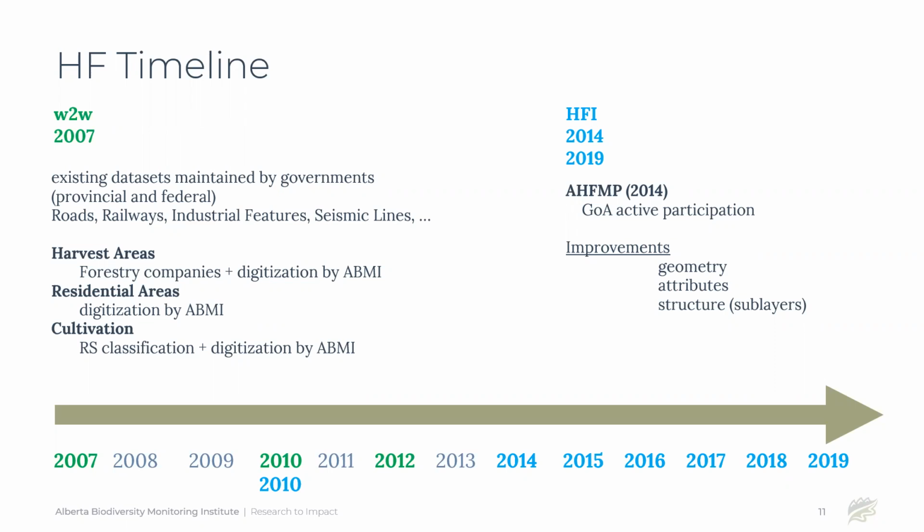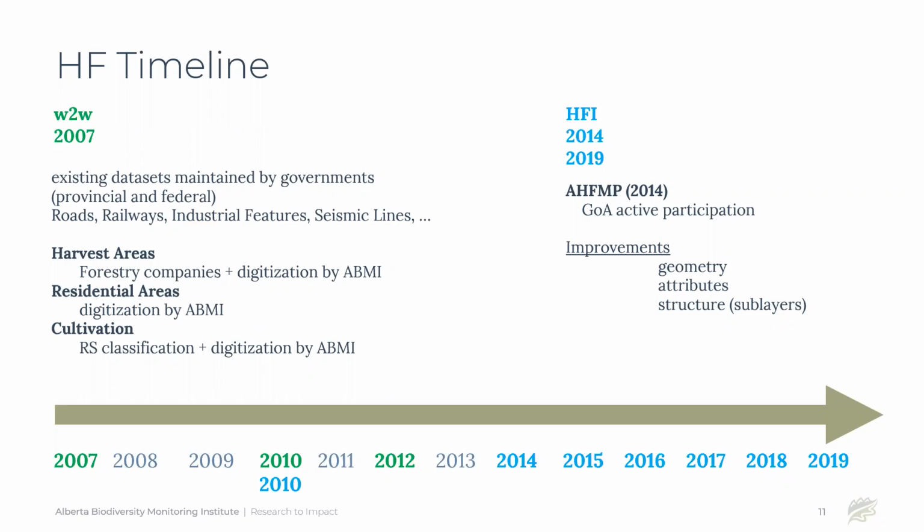But there were a lot of features that were not captured. So let's say residential areas, cultivation. So ABMI at that time started to add those on our own program by digitization or by applying remote sensing classification, and so some sort of automation plus quality control on top of that, so some semi-automated process, and started to build that seamless wall-to-wall data set covering entire province.